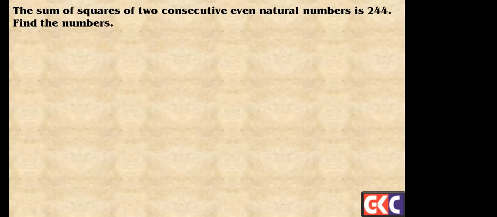Okay? So when I say the two numbers are x and x plus 2, what can we say further? We can definitely say that the sum of the squares of these two consecutive natural numbers is 244, as we discussed, and we are considering those two consecutive numbers.